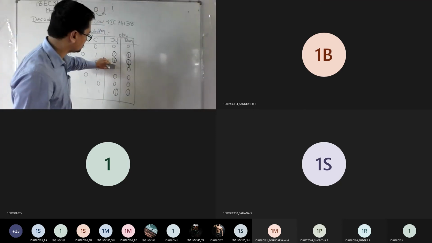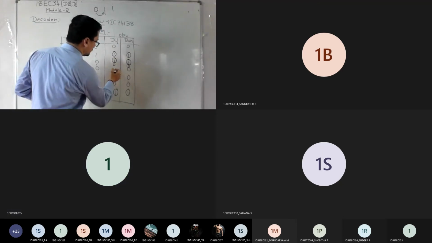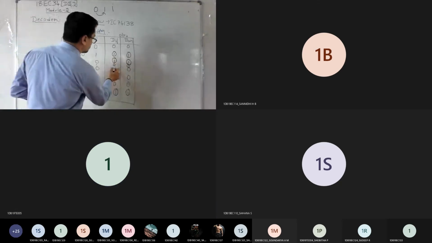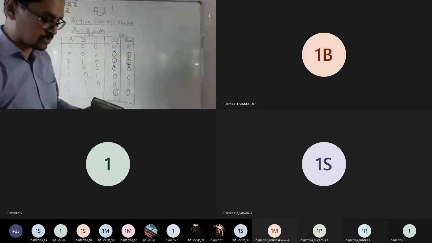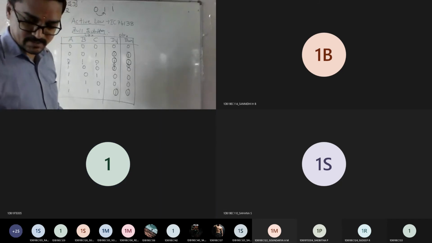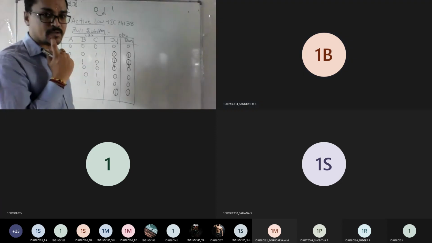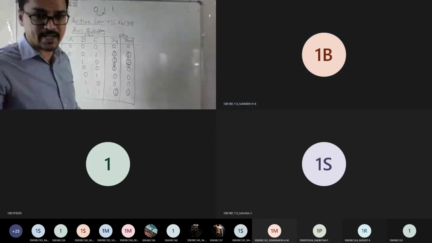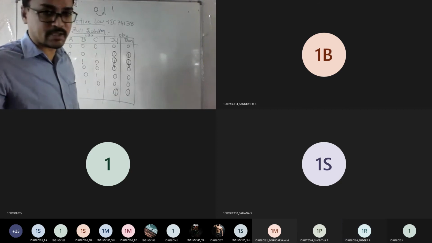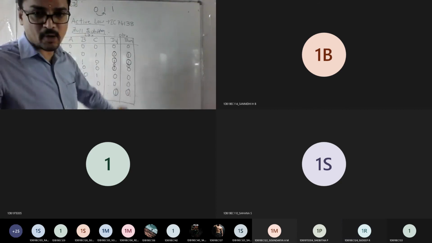Am I clear with this? So here difference is 0, borrow is 1, and here this is 1. Am I correct? So you'll get 4 terms on both sides. Is it okay? So both difference and borrow, we should connect to which gate now? NAND gate. But don't connect both together, because difference is a separate output and borrow is a separate output.